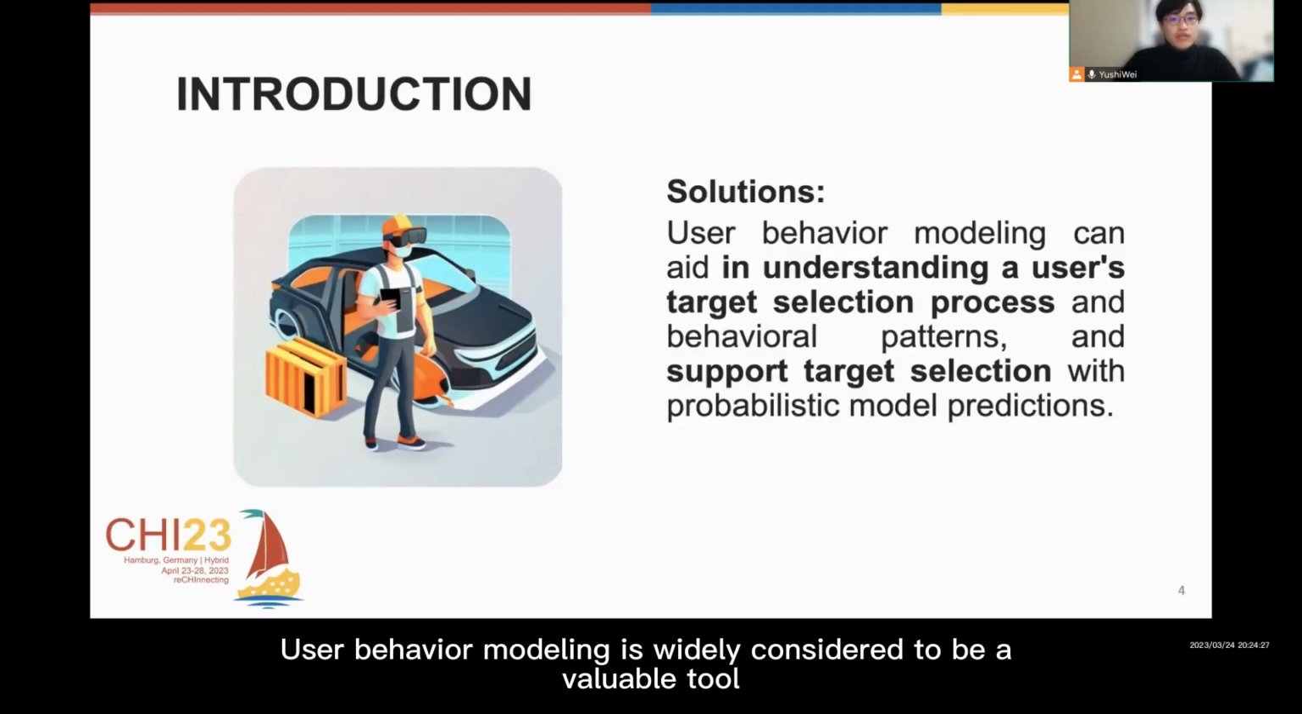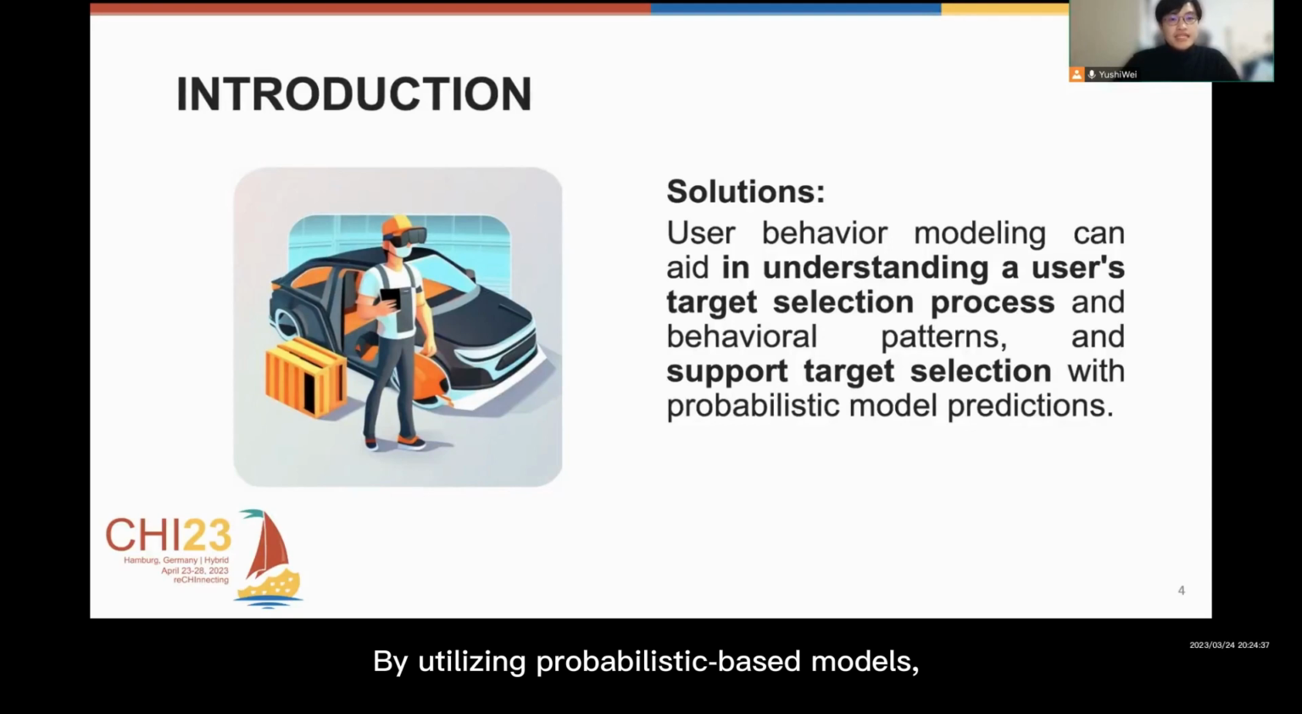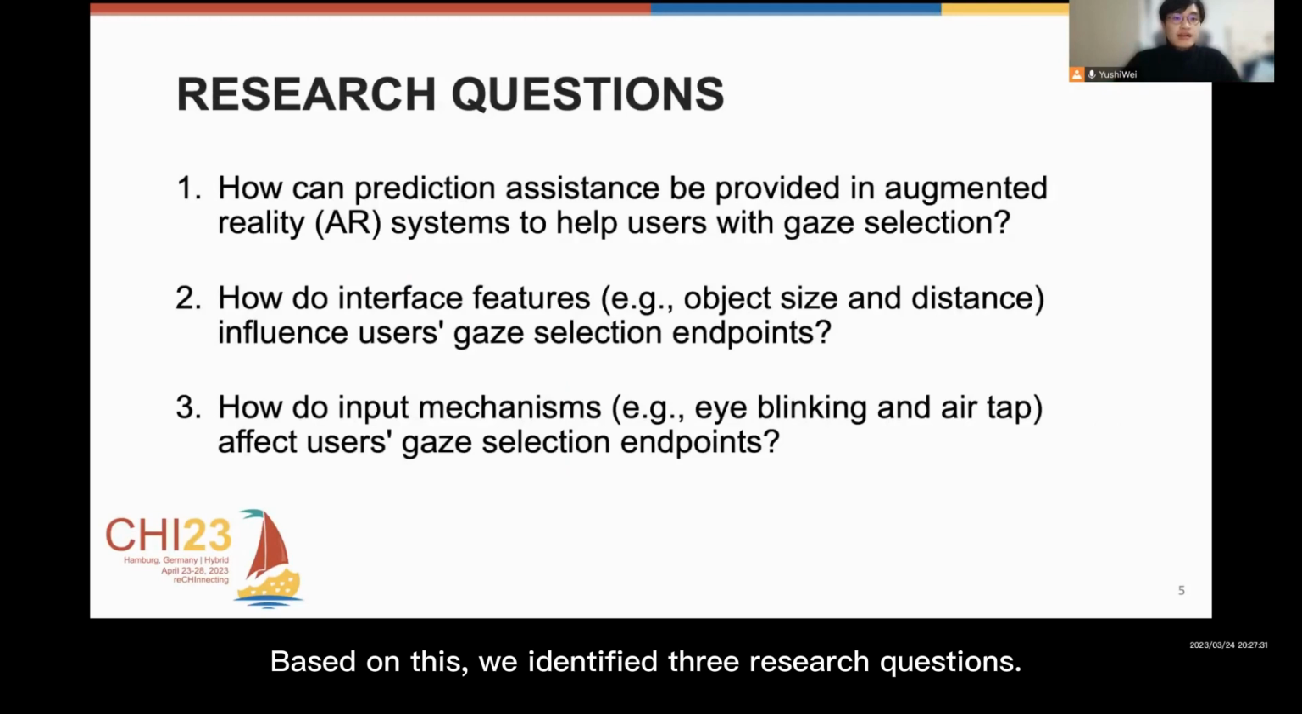User behavior modeling is widely considered to be a valuable tool for gaining a deeper understanding of user decision-making process and behavior patterns. By utilizing probabilistic-based models, user behavior modeling can automatically assist the target selection process to make it efficient and accurate. Based on this, we identified three research questions.